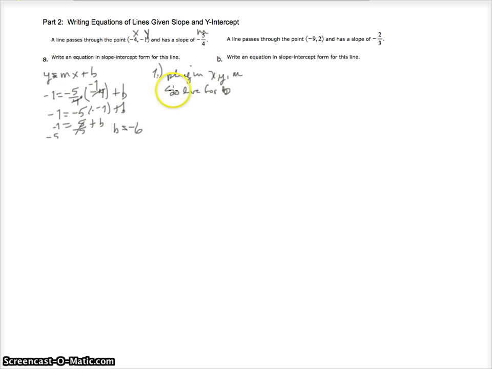So now I can write my equation, y equals -5/4 x minus 6. Let's try again on another one.